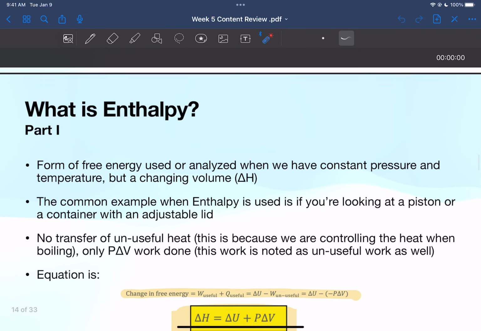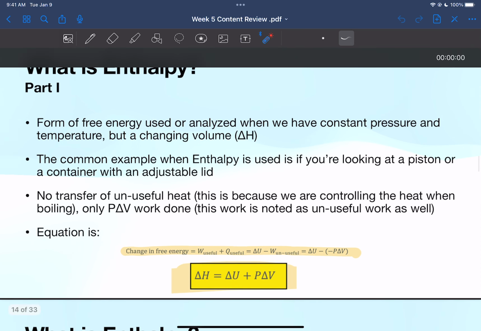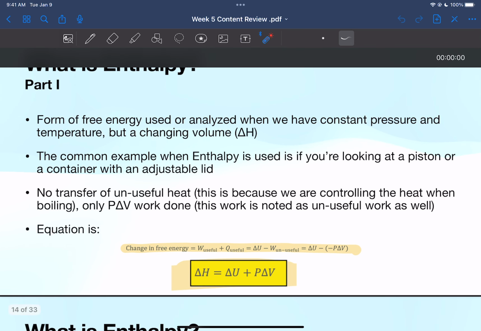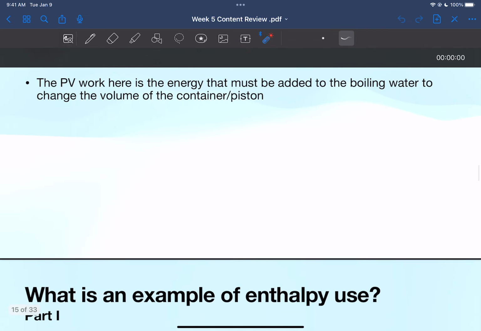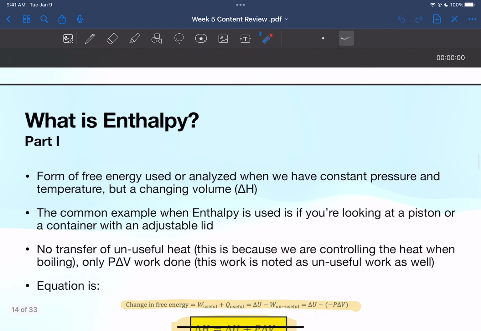So first, let's start with enthalpy, right? What is enthalpy exactly? Well, it's one of the forms of free energy, and we analyze it when we have constant pressure and temperature, but a changing volume, right? So think about enthalpy as whenever you have a process that has constant pressure, constant temperature, but a changing volume. A common example of when we analyze enthalpy is if you're looking at a piston or a container with an adjustable lid, and I'll go into depth with that in a second. That's the most common example that we use when thinking about enthalpy.